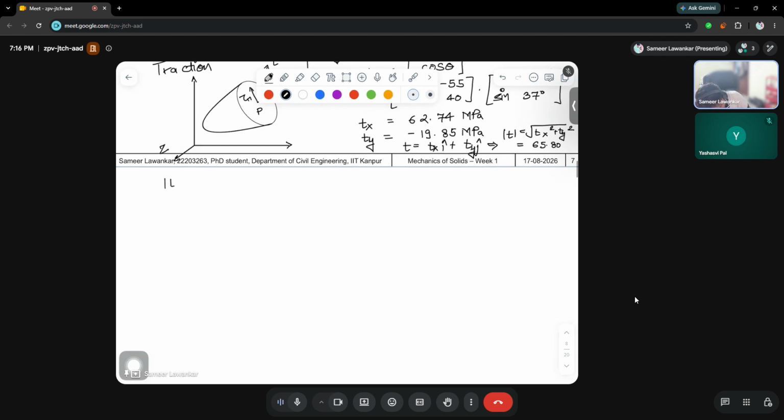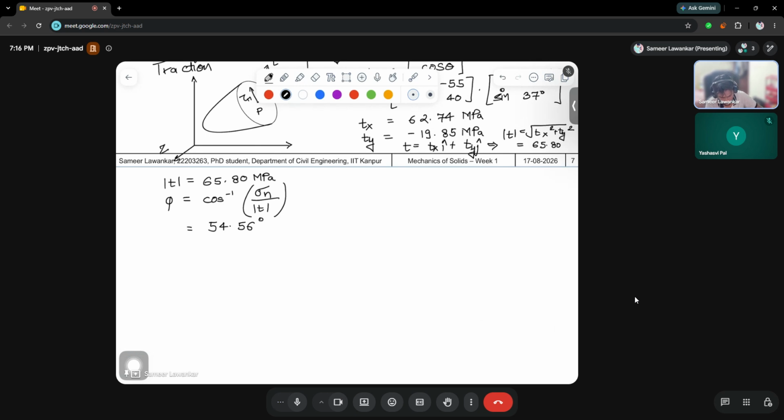So we have mod t is equal to 65.80 MPa. And psi I am denoting by another symbol, cos inverse of sigma n by mod t. These are very simple equations of vectors only. I'm not deriving anything new. These are very simple definitions of vectors. So when you solve this, you will get the value as 54.56 degrees.